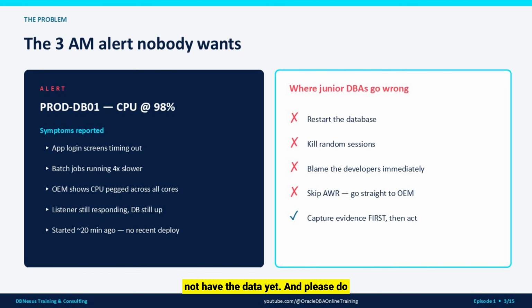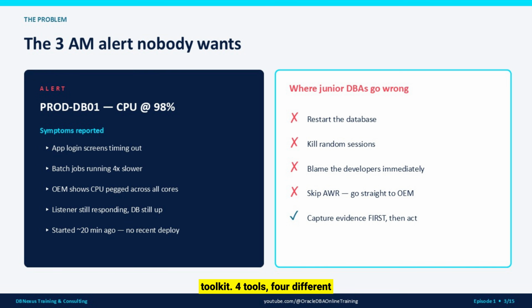And please, do not skip AWR and go straight to OEM screens. OEM is great for an overview, but the actual evidence lives in AWR and ASH. Rule number 1, and write this on a sticky note above your monitor: capture evidence first, act second.